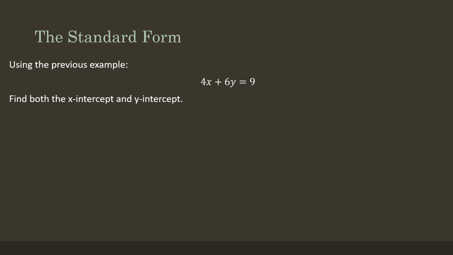So, to find the y-intercept, we can just get rid of the 4x since we needed to plug in 0 anyway, and just solve the equation 6y equals 9. Divide both sides by 6 and then doing some simplifying, we get a y-intercept of 3/2. To find the x-intercept, we get rid of the term with the y and solve for x. So 4x equals 9. We divide by 4 on both sides and we get an x-intercept of 9/4.